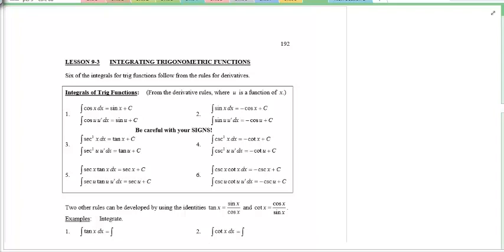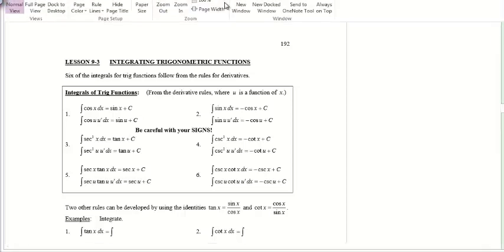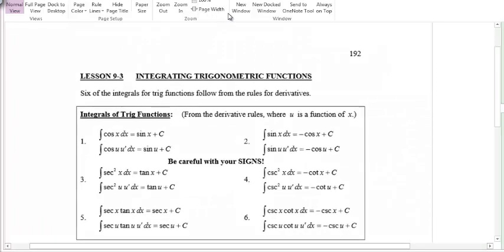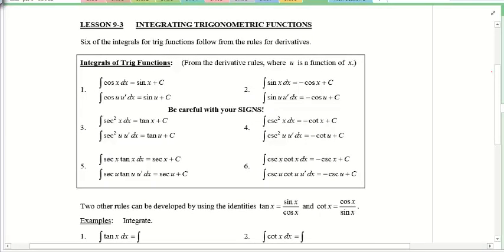Welcome back. It's lesson 9.3 today. We're going to be looking at integrating trig functions. So, just like how we learned the derivatives last day, you need to now be able to go backwards.